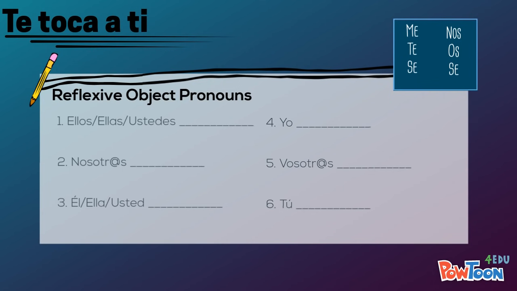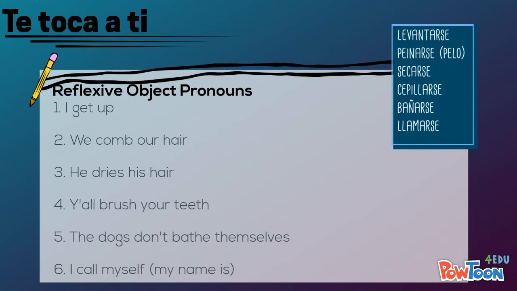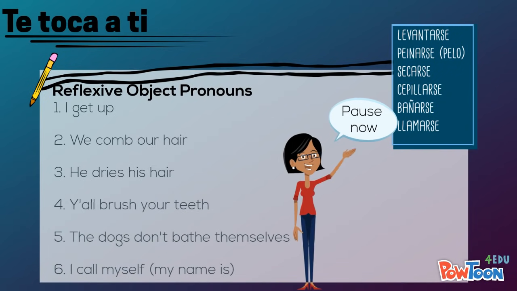Did you get se, nos, se, me, os, and te? If you didn't, you can always try again, and you can always pause to review the notes. Let's try it with sentences. Again, pause the video to give yourself time to think or to review.